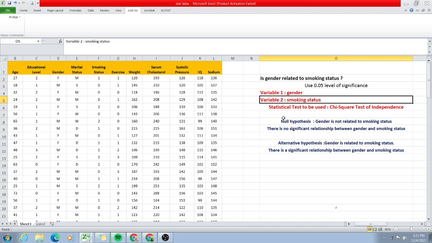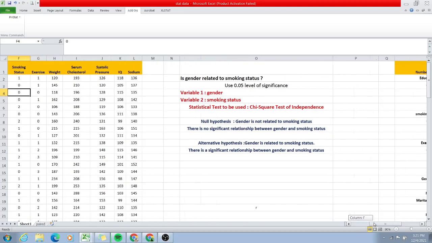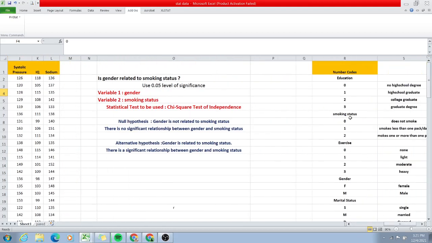The smoking status is also a categorical variable, and there are three categories in the data under smoking status: 0, 1, and 2. The code 0 represents participants who do not smoke, 1 are participants who smoke less than 1 pack per day, and 2 are participants who smoke 1 or more packs per day.